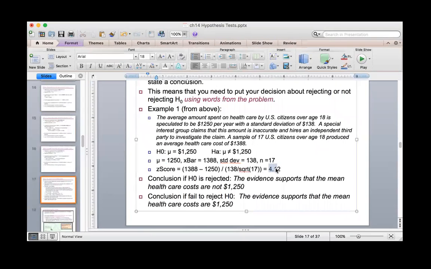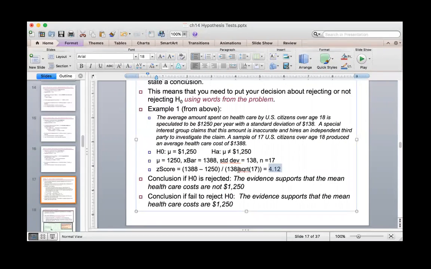Professor, I'm sorry. I just did the math and I didn't get that answer. What did you get? I got 0.2425, so 0.243. I don't know if I did something wrong. Yeah, I actually think I'm probably closer to being right than you are. I think this one's correct, unfortunately. Well, because 1388 minus 1250 is 138. So when you divide that by 138 divided by square root of 17 in my calculator, that's what I get.